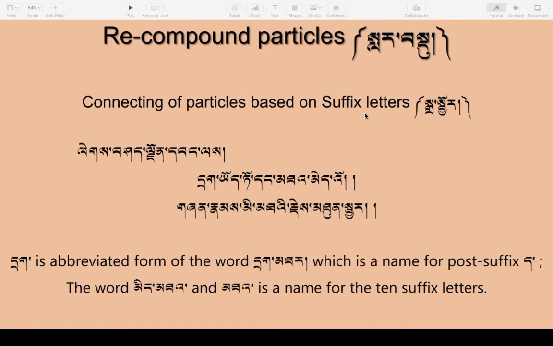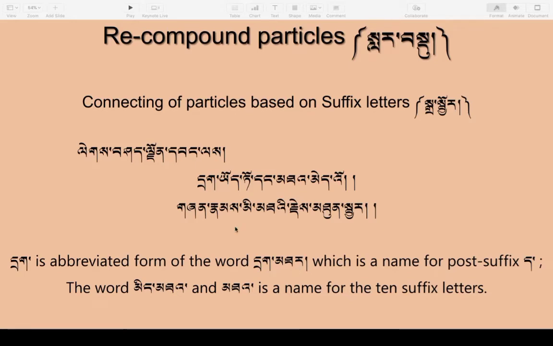Okay, so here, the first thing that we must understand is the word tak. Word tak is the abbreviated form, meaning the short form, of the word taktar. And taktar is a name for the post-suffix letter ta. So we have learned that there are prefix letters, there is the foundation of the name, there are suffix letters, and then there are letters which come after the suffix letters, the post-suffix letters. There are two post-suffix letters, ta and sa, and the post-suffix letter ta is also known as chak tar.